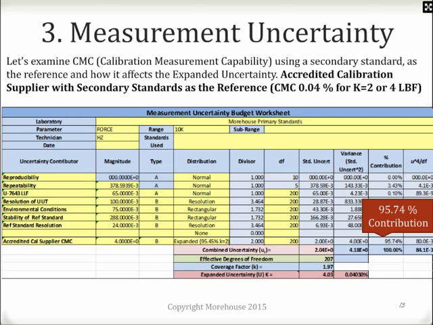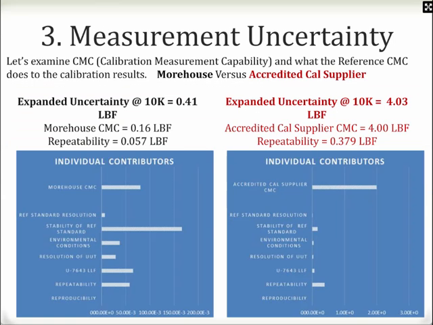If we go to the next slide where we're looking at this from the accredited calibration supplier with secondary standards, typically their CMC is 0.4% for 95% probability, coverage factor of K equals 2, or 4 pounds. If we look at everything for them using secondary standards, the percentage contribution to calibrate that same instrument when fitted through this Welch-Satterthwaite equation is 95.74%.